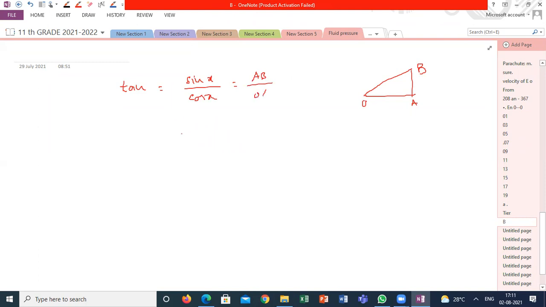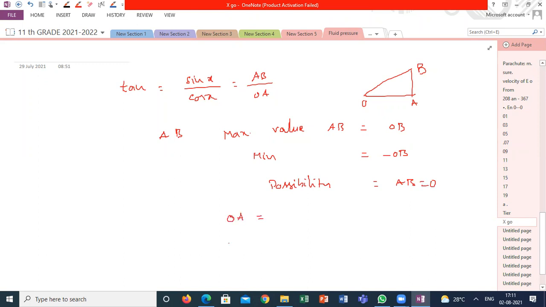Here, AB can be, the maximum value of AB from 0 to 360 is equal to OB. Minimum is minus OB, and there is a possibility of AB being 0. Same as there is OA. If I am taking the adjacent side, OA is maximum OB, and OA is minimum minus OB, and OA can be 0. What are the situations where OA is 0?